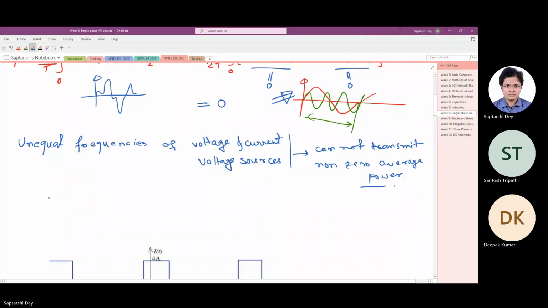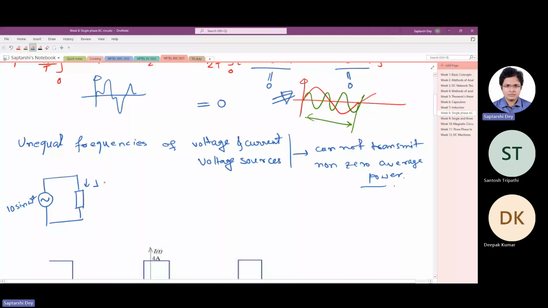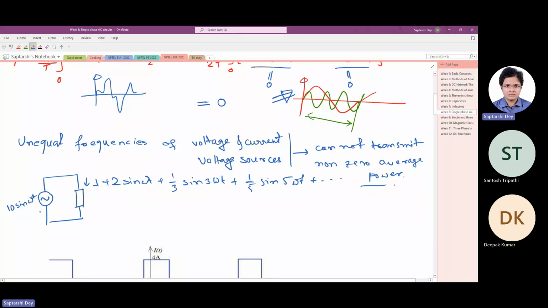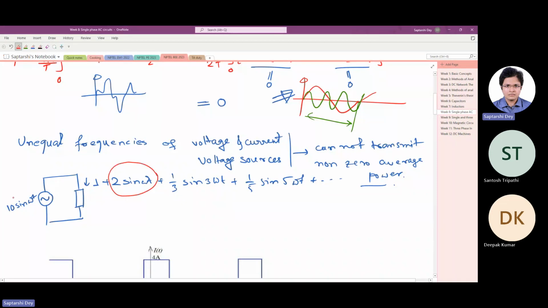Say for example, if you have an AC source of 10 sin omega t and the load is somehow, for some reason, drawing a DC current of 1 ampere, then 2 sin omega t plus 1 by 3 sin 3 omega t plus 1 by 5 sin 5 omega t, this kind of current, the power that will be delivered to this load will only be due to this component of the current, because the frequency matches.